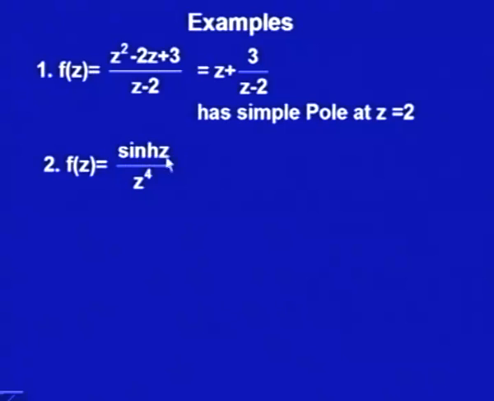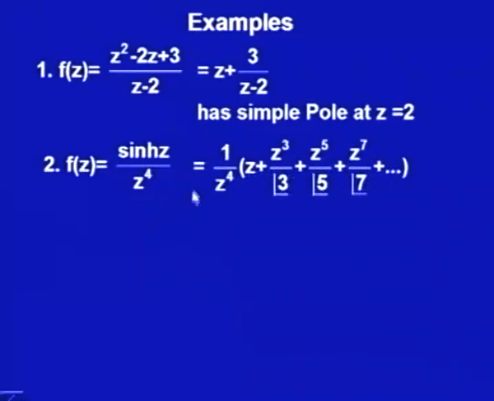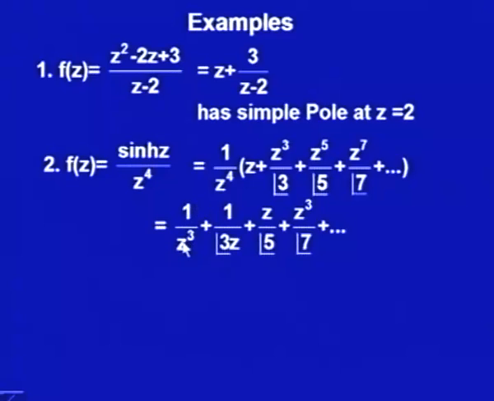sinh z upon z to the power 4. Let us write the Maclaurin series for sinh z. It is z plus z cube upon factorial 3 plus z to the power 5 upon factorial 5 and so on, and z to the power 4 is in the denominator, so we multiply by 1 upon z to the power 4. Let us multiply it. What would I get? I would get 1 upon z cube plus 1 upon (factorial 3 times z) plus z upon factorial 5 plus z cube upon factorial 7, and so on.